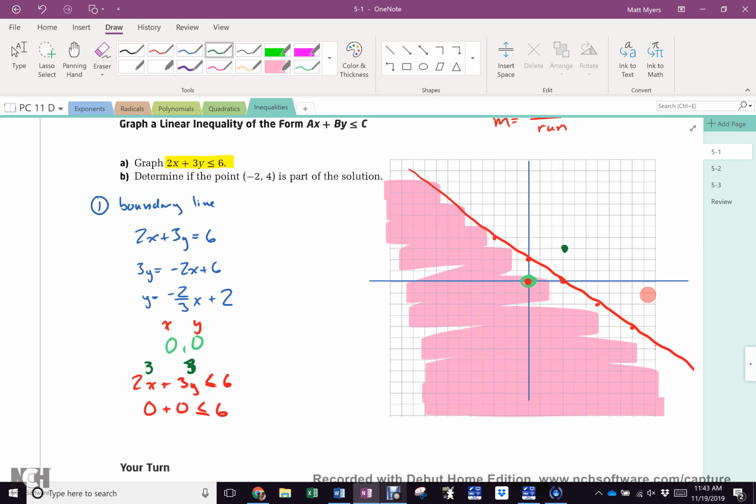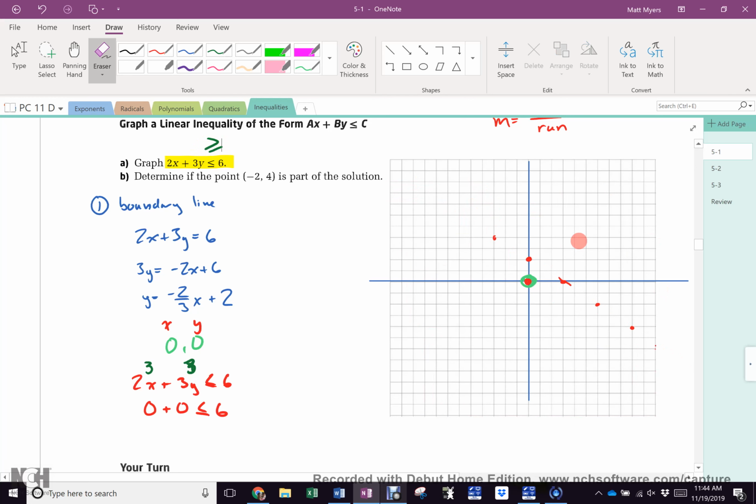Now, sometimes some people like to say that less than means below the line is where you shade. And if this was greater than, we would have shaded above the line. I don't like saying that too much in case your line looks like this. Please don't draw this. But if your line went like this, then below the line means over here, I would think.